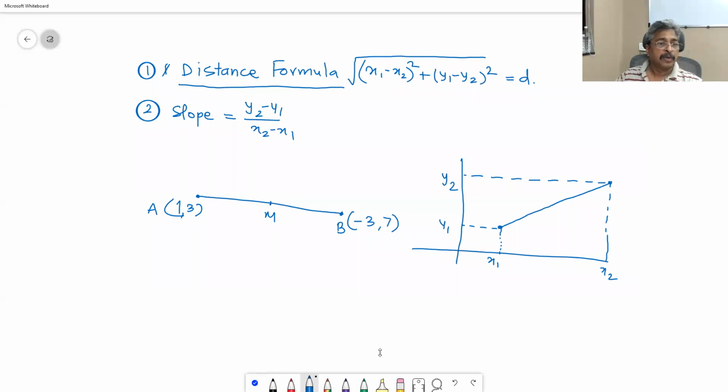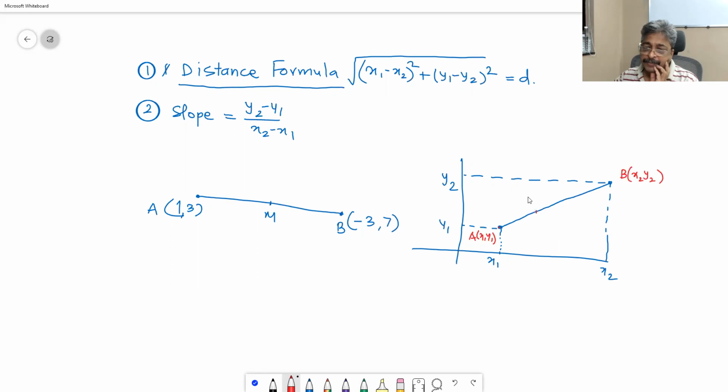Good. So let us go back here. Midpoint was easy because whatever distance you travel from here to here, you have to travel exactly the same distance, and you will get it. But let us develop a formula for general use. Let (x1, y1) be the coordinate of A, (x2, y2) be the coordinate of B.